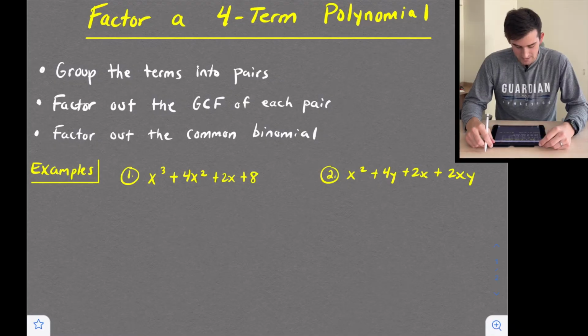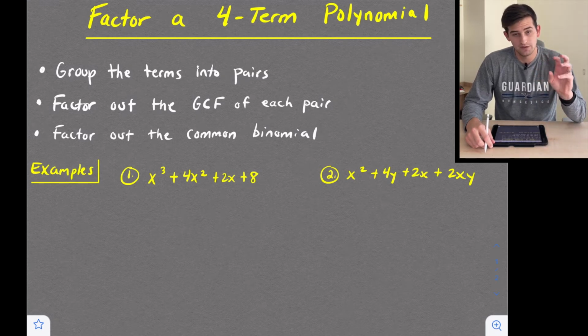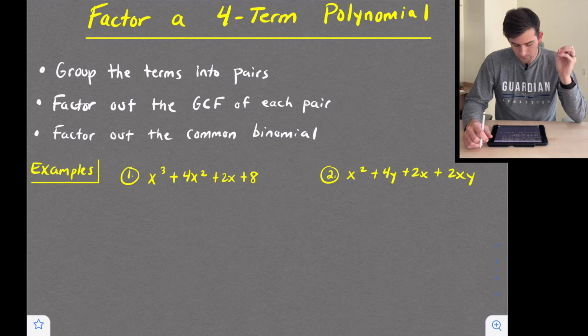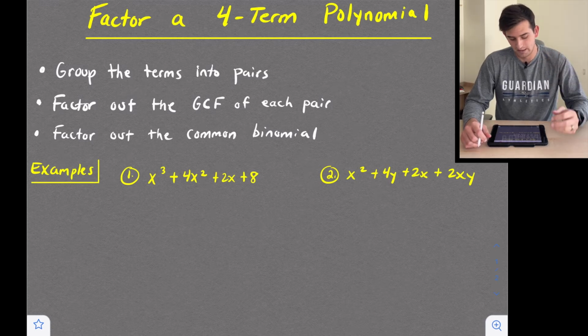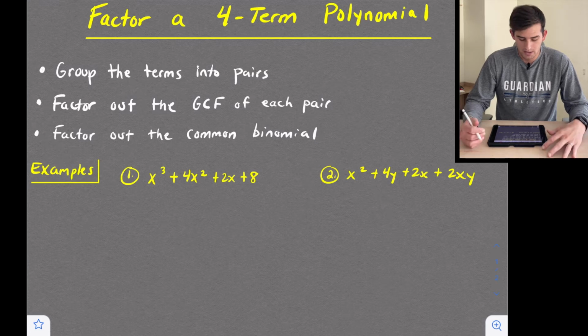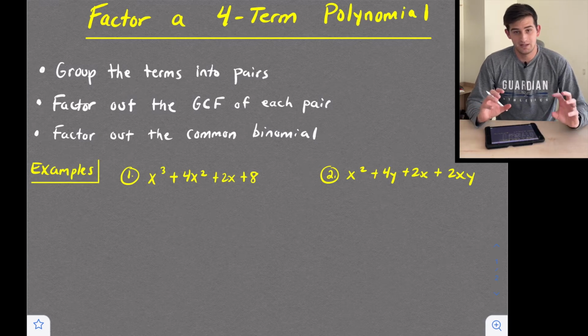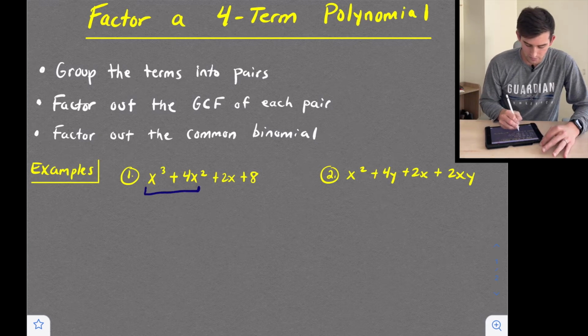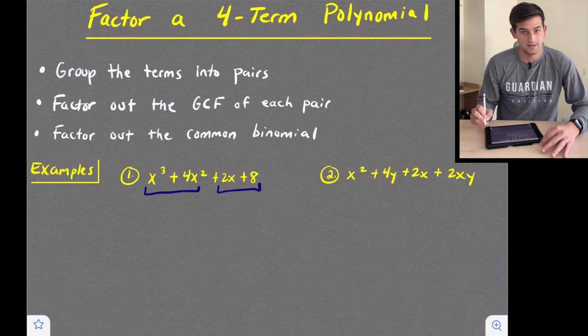All right, number 1 says x cubed plus 4x squared plus 2x plus 8. If we notice this one, all 4 of these terms, or at least 3 of them, have the same variable, right? So this would actually be a cubic polynomial, since we have all the same variables and our highest exponent is a 3. So what we can do is leave the terms in the order that they're in, and we can group them as we see like this.